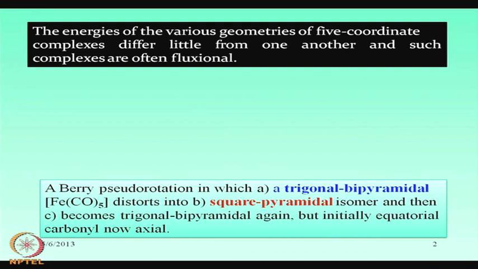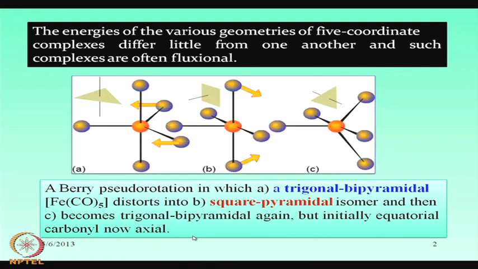Then once they move from one geometry to the other, it is very difficult to identify these two groups of carbon monoxide ligands differently, because one, when it is present in the equatorial geometry, becomes axial, and axial molecules of carbon monoxide will become equatorial again. So, they are interconvertible from one form to the other.